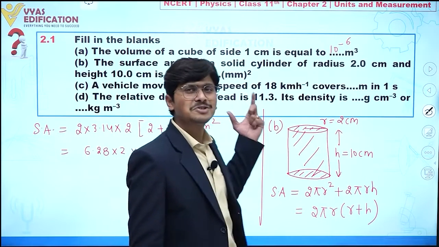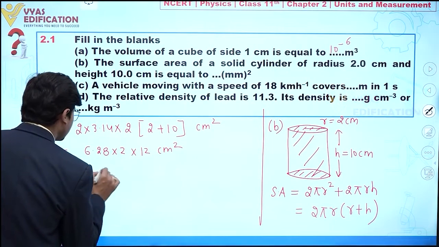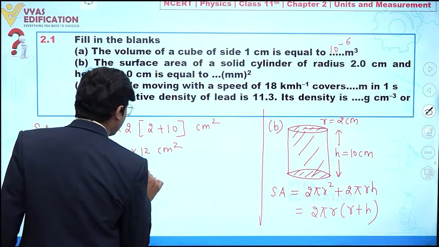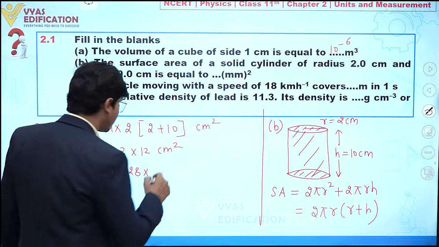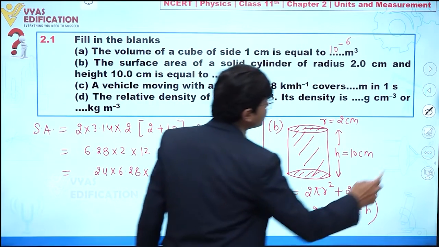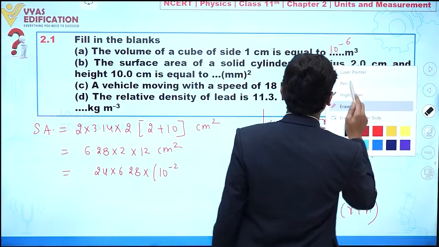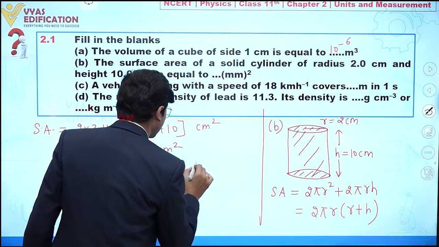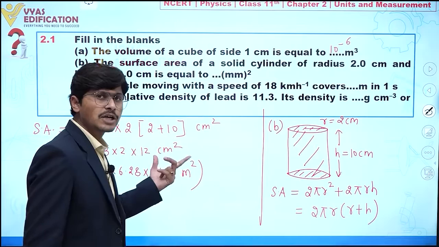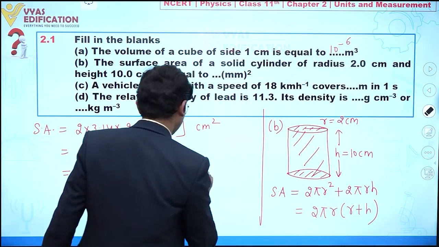Our objective here is to find this value in millimeter square. So we can write this as 24 multiplied by 6.28 centimeter square. Now 1 centimeter is equal to 10 to the power minus 2 meter, so we can write 10 to the power minus 2 meter, whole square, meter square.